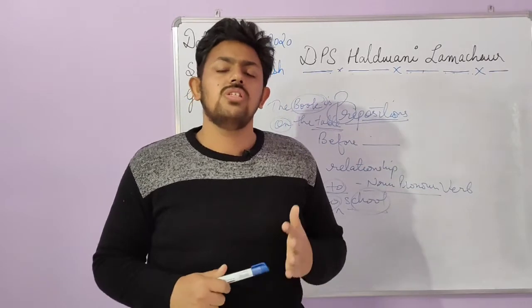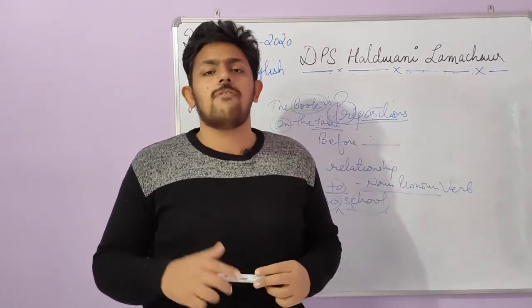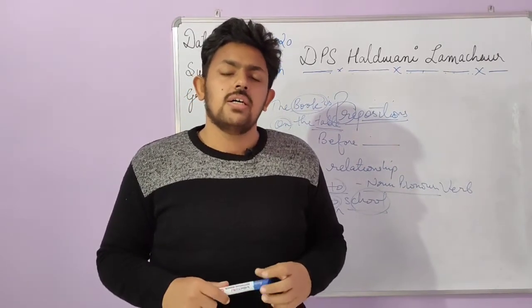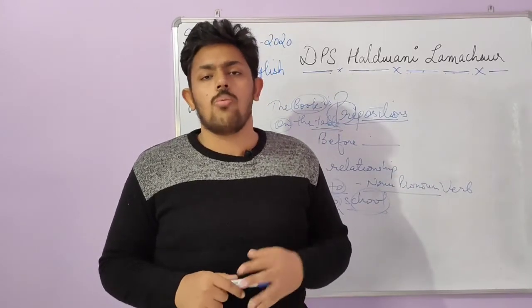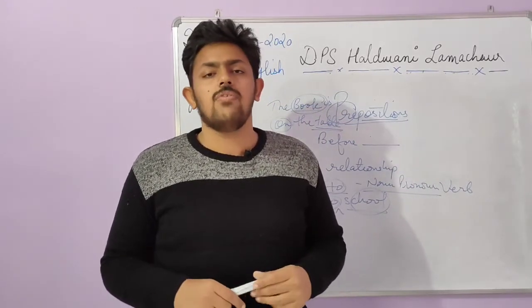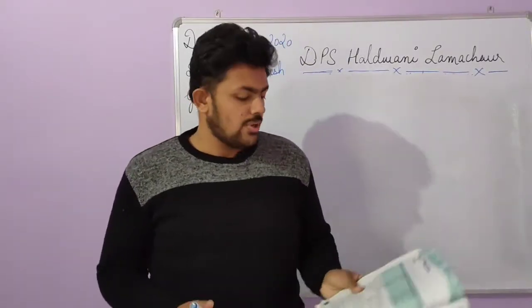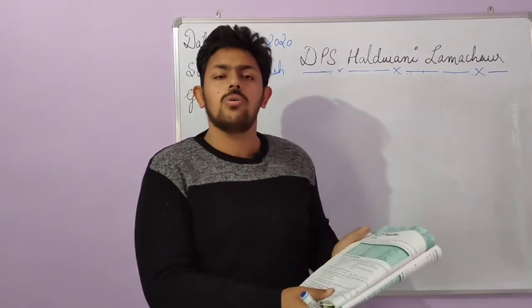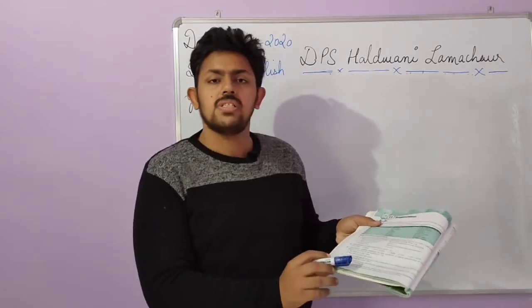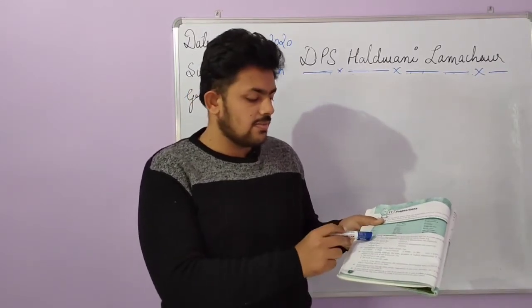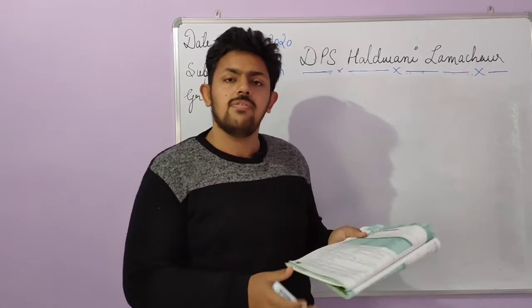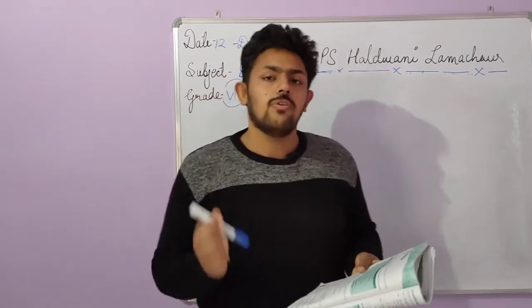Now we are going to see some rules of prepositions. Afterwards we are going to see the kinds of prepositions and the common uses of prepositions. Then we will quickly do some exercises. Here are some rules from your book. You can see page number 70. There are a few rules written. These are very, very important rules. You have to understand them.